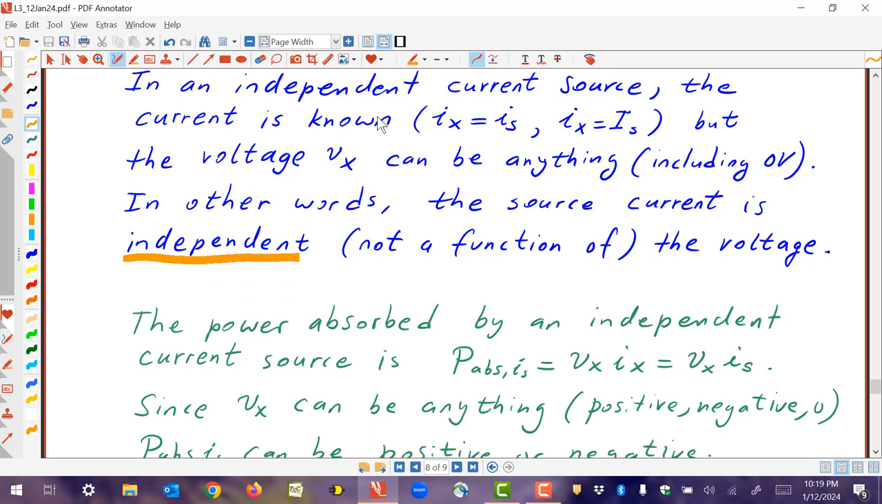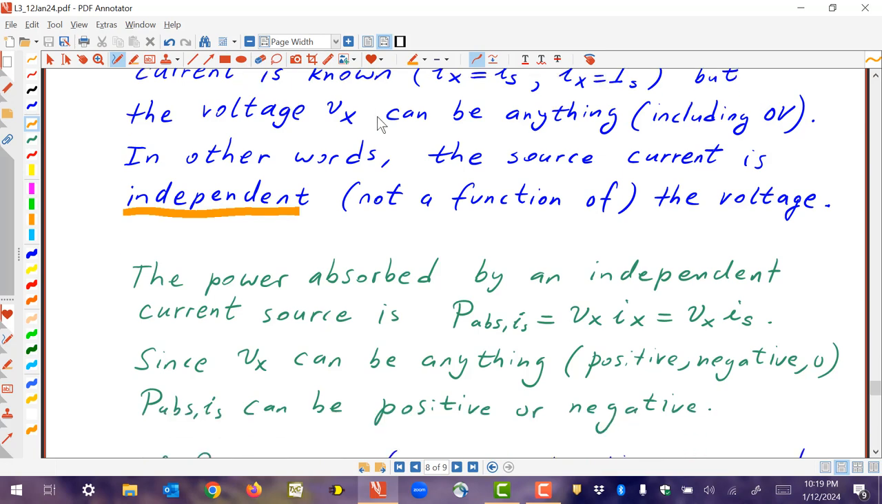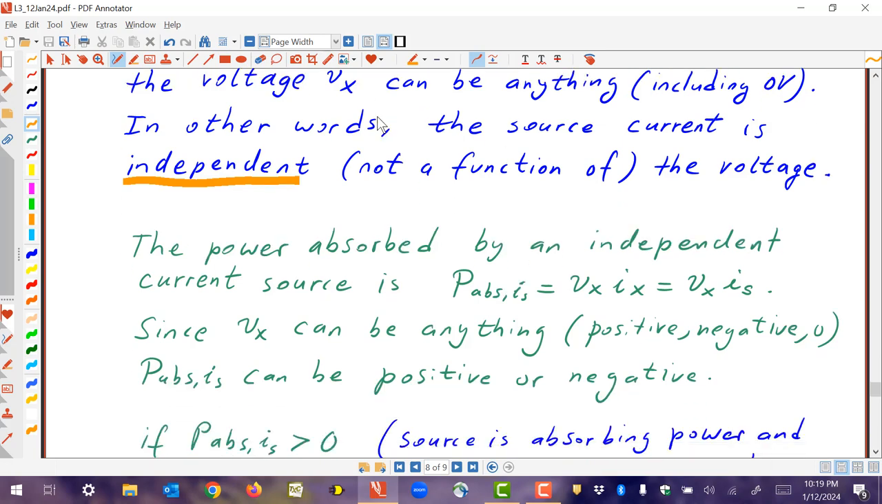And since IX is known, you multiply IS by VX to get the power absorbed. But since the current is independent of VX, VX can be anything. It could be positive, it could be negative, it could be zero. So that's why the power absorbed by the current source can be positive or negative, right?